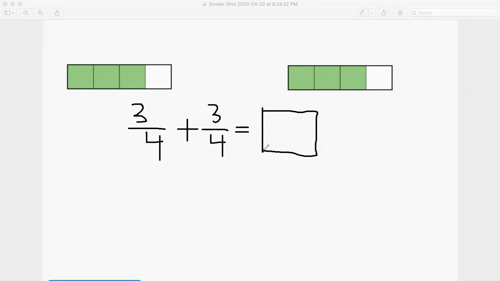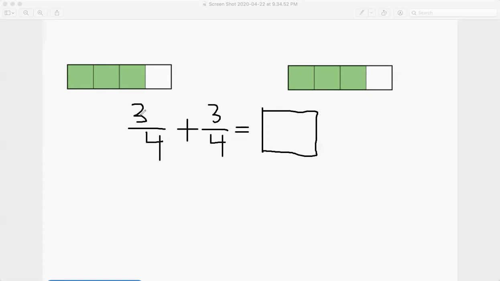Before we begin though, I wanted to bring your attention to how I wrote my equation horizontally. In fourth grade and in fifth grade, we really want students to understand the meaning of this equal sign here, that it really means equivalence between one quantity and another quantity. So we want to write our equations horizontally this way to really develop that understanding, right?